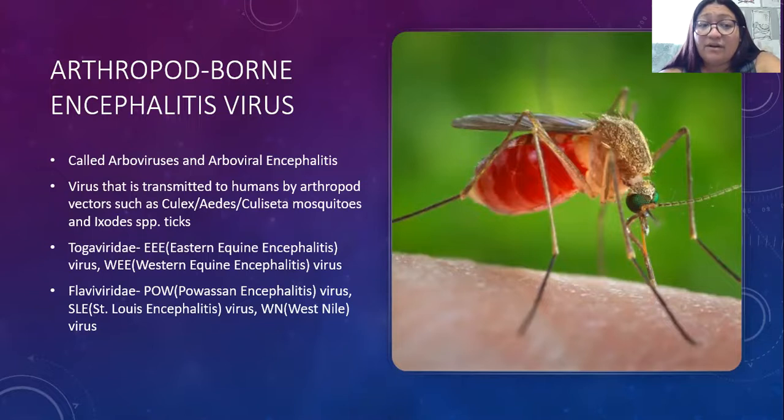One family is the Togaviridae, responsible for the Eastern equine encephalitis virus and the Western equine encephalitis virus. The Flaviviridae is the Powassan encephalitis virus, the St. Louis encephalitis virus, and the West Nile virus, which is more common and also less fatal.